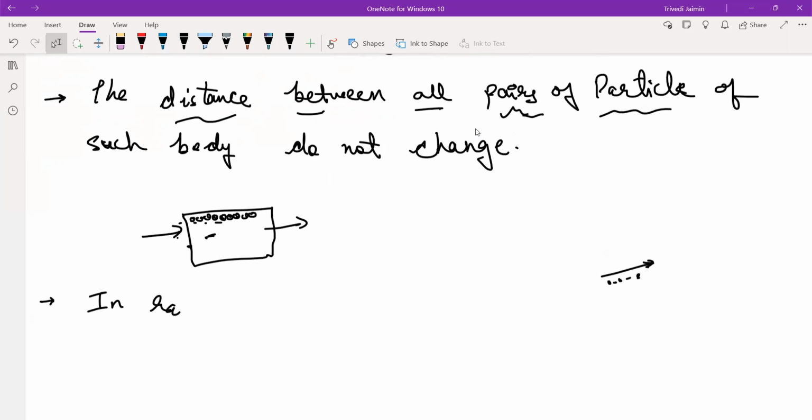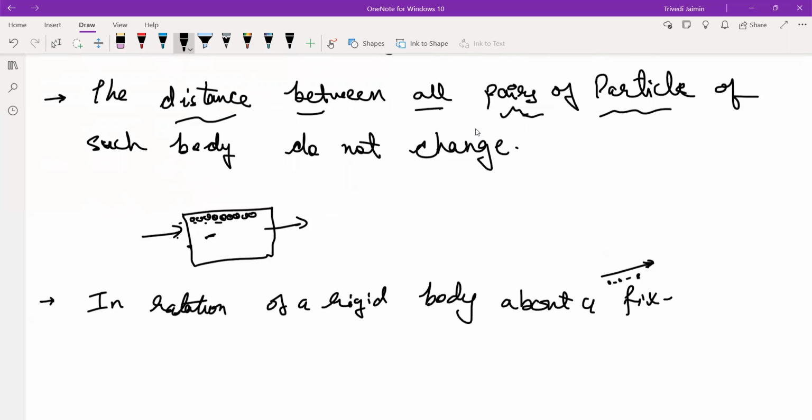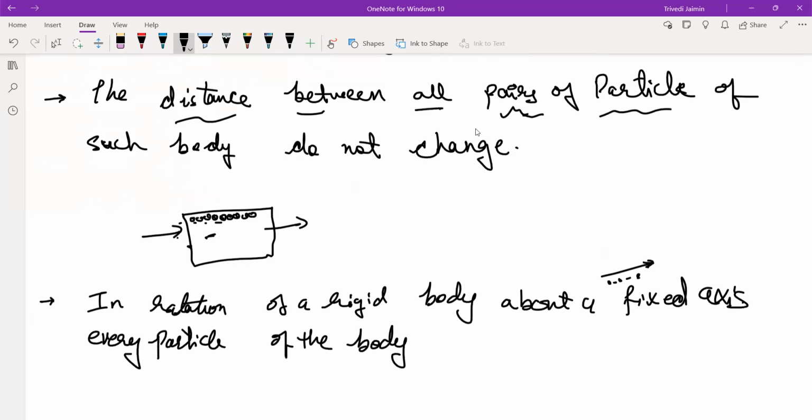In rotation of a rigid body about a fixed axis, of the body moves. So we are moving in a rotation.